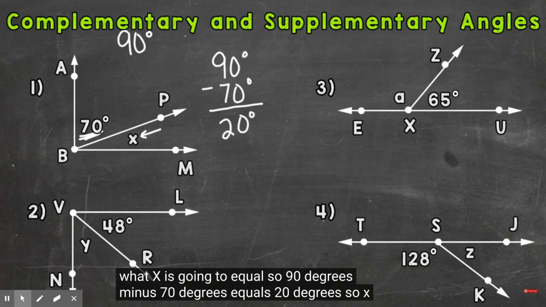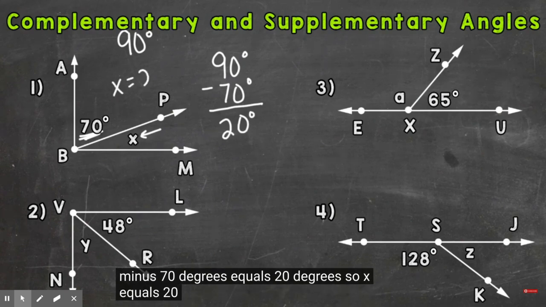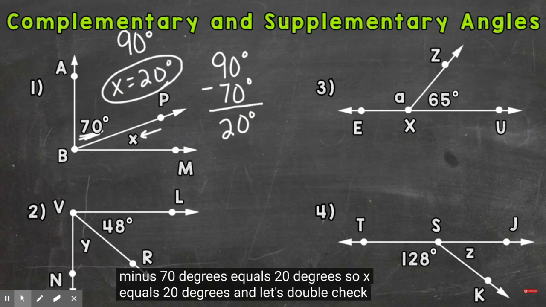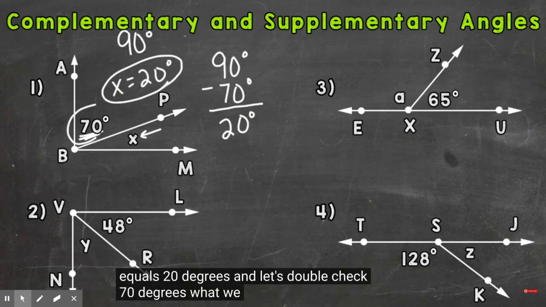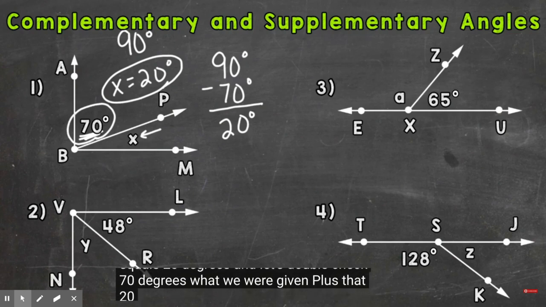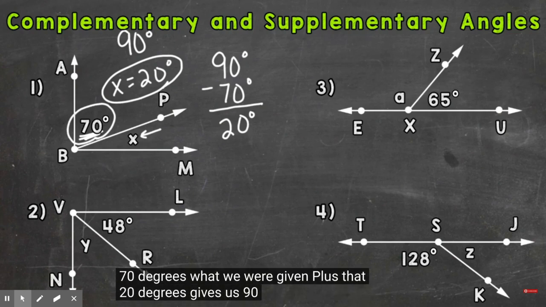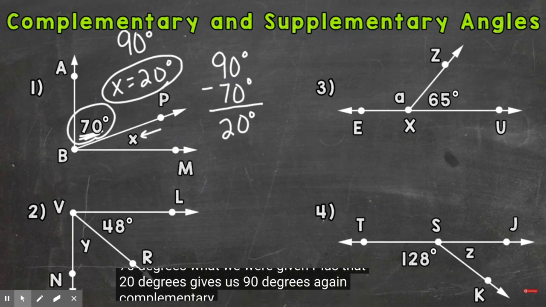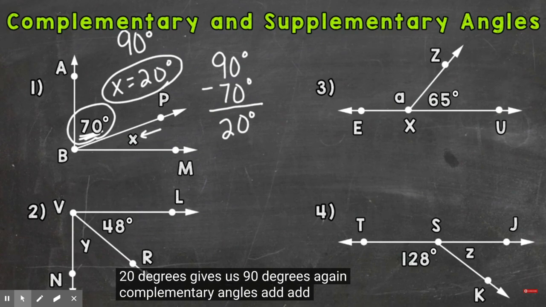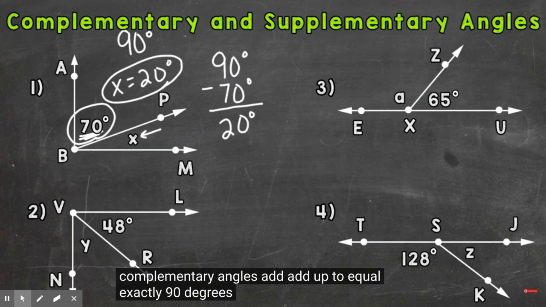So x equals 20 degrees. And let's double check. 70 degrees, what we were given, plus that 20 degrees gives us 90 degrees. Again, complementary angles add up to equal exactly 90 degrees. Number 2, these are complementary angles as well.